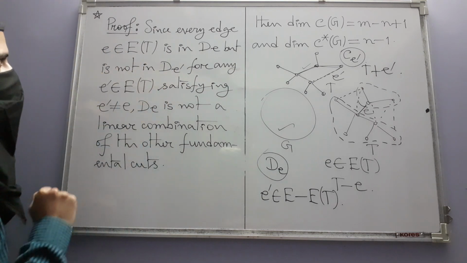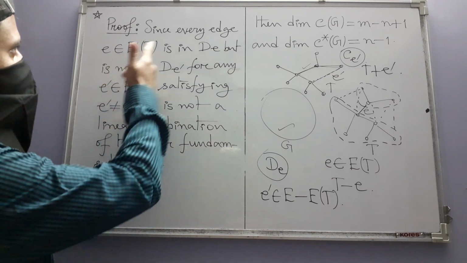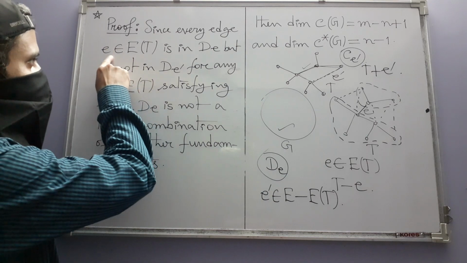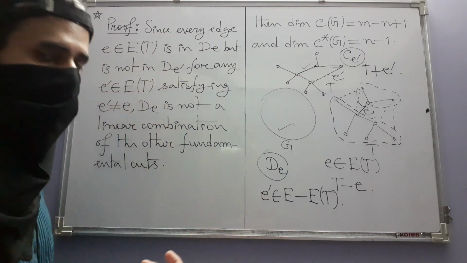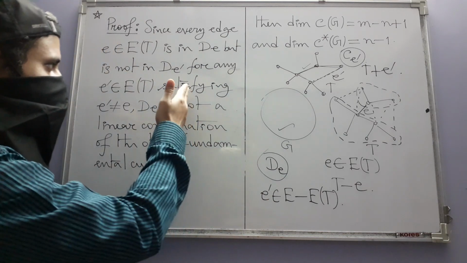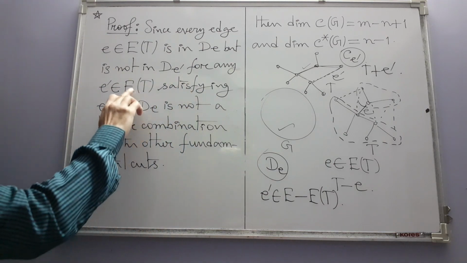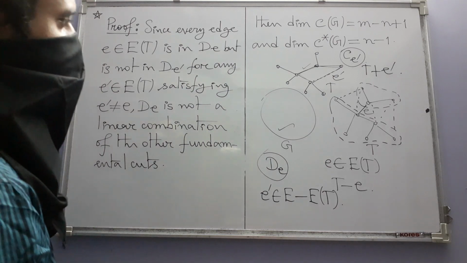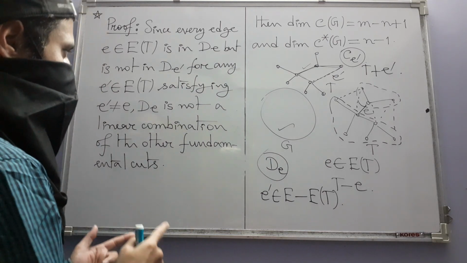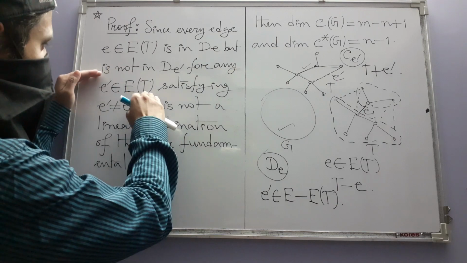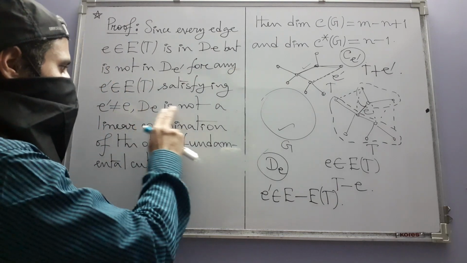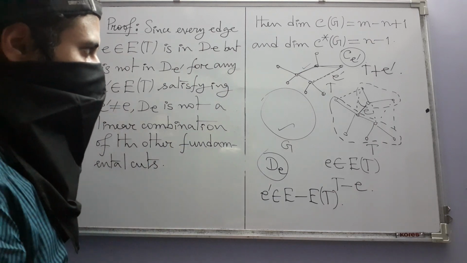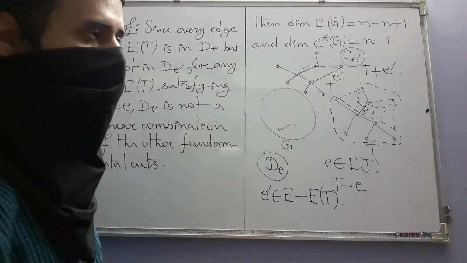Okay. Now there are two things to understand here. First is this claim. Why is it the case that E of course belongs to DE, that we can see here, but why does E not belong to any other DE prime for some different edge E prime, again from T, but different from E? And the second thing to understand is how does that imply that DE is not a linear combination of the other fundamental cuts, that is some other DE primes.